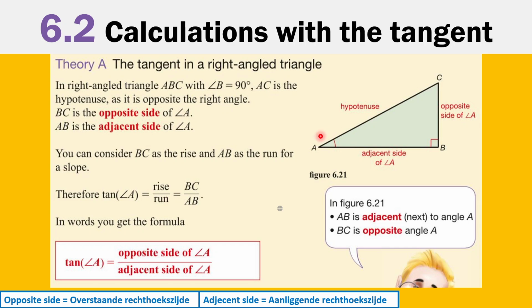If I take a look at the sides, and we're going to take a look at it from angle A, here's one side that is opposite to angle A. And this is called the opposite side. This is the side you can say that doesn't touch that angle. So here BC is called the opposite side, in Dutch called de overstaande rechthoekzijde. Rechthoekzijde, rechthoek zeggen ze daar ook nog bij.